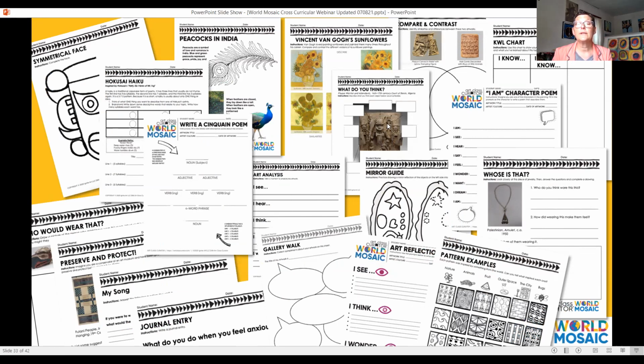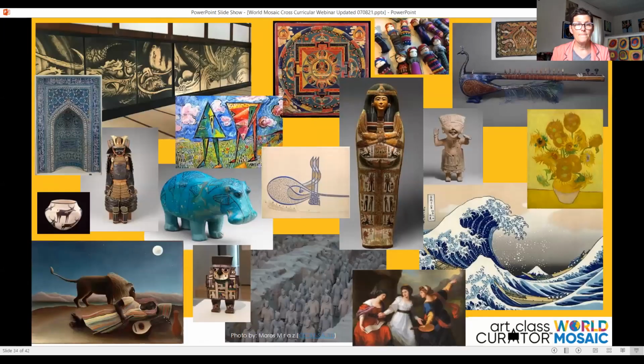So here's one that says, what do you think? And clearly that's an anchor artwork of one of the lessons, but you can always use a piece of artwork from your state or from your city or even from your classroom to say, what do you think? And so I love that it gives teachers a wide variety of tools to use as they're talking.